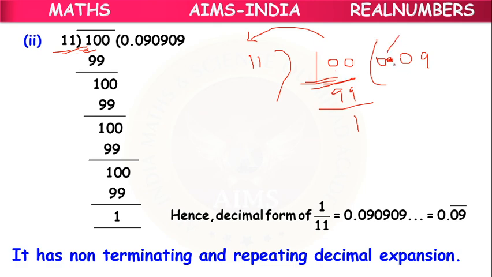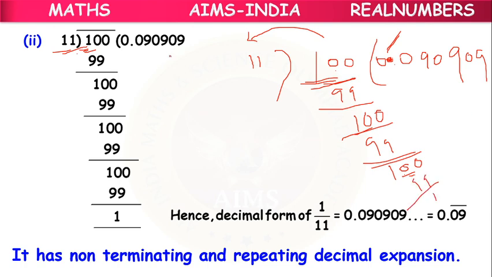Already we have a decimal point. So we can carry 1 0 here, but it is not sufficient. So 1 more 0 we have to keep here. Again 11 9s are 99. Again 1 is remaining. We take 1 0, that is not sufficient. 1 more 0 we will keep here. Again 11 9 times 99. 1 is remaining. So like that 09 09 09.